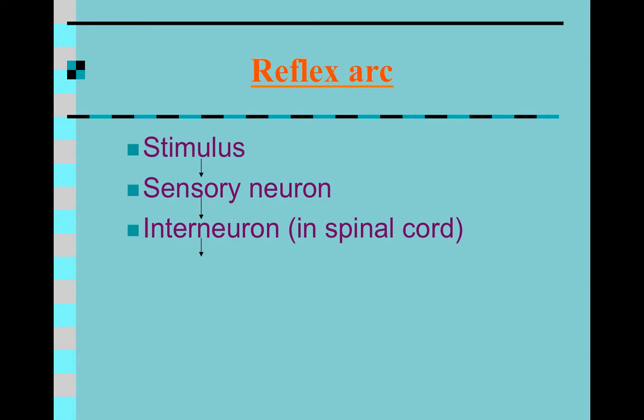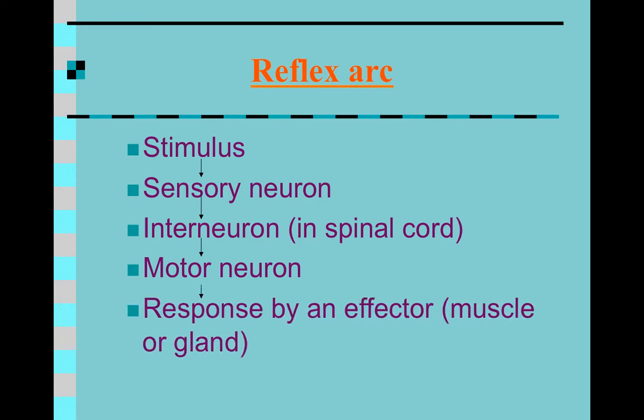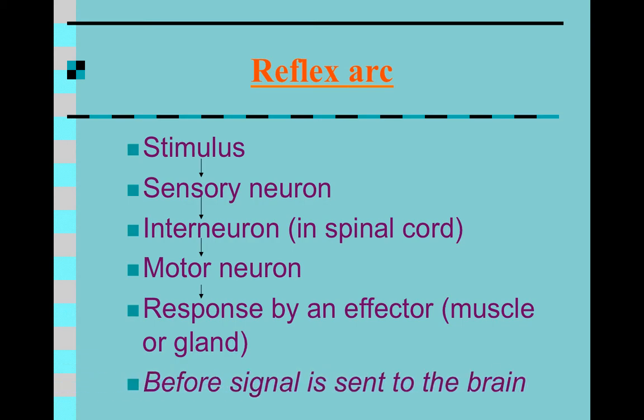Remember, motor means movement. So then you have a motor neuron that sends the signal back to what we call the effector muscle. What muscle was affected by the motor neuron response? So usually that's a muscle. You contract your muscle in order to move your hand. You contract the muscles in your eye in order to blink. All right, super, super important. And remember, this all happens before that signal is sent to the brain.